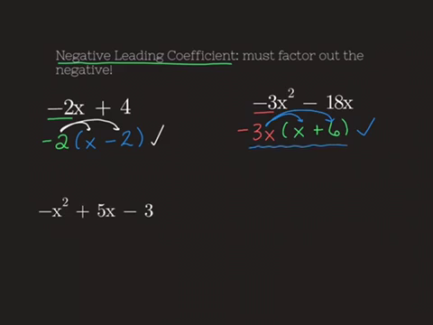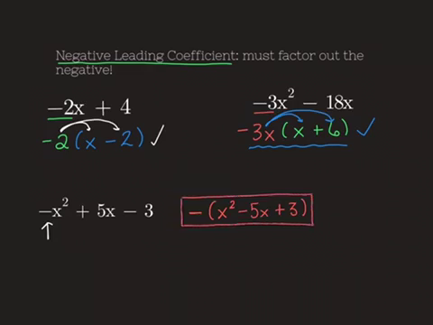In the last one, you'll notice that none of my terms actually have anything in common. However, I do have a negative leading coefficient, so I have to factor out at least the negative, which is just going to change the sign on everything because I'm dividing everything by a negative. So even though it looks like we didn't do much, we have to factor that negative out at the start.